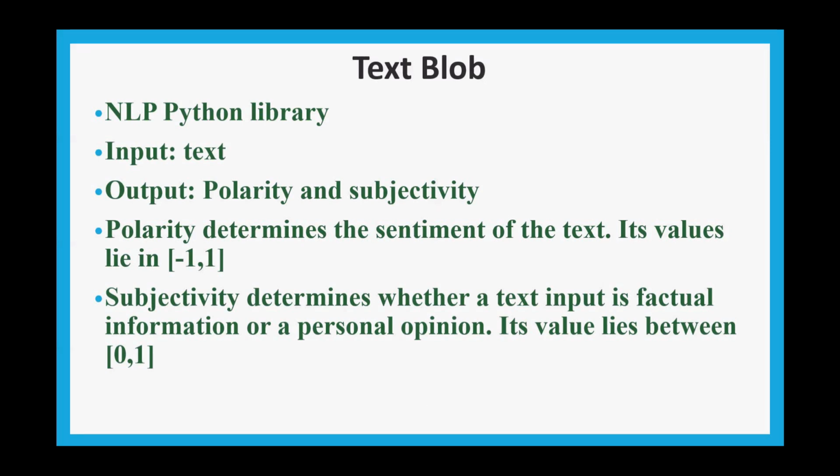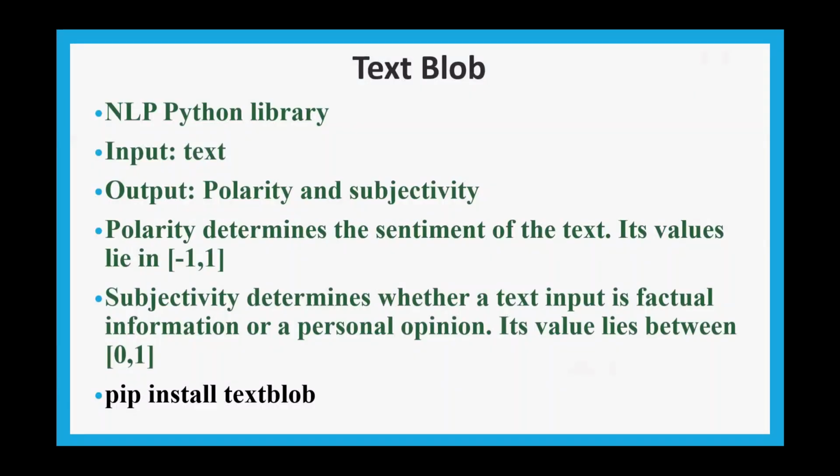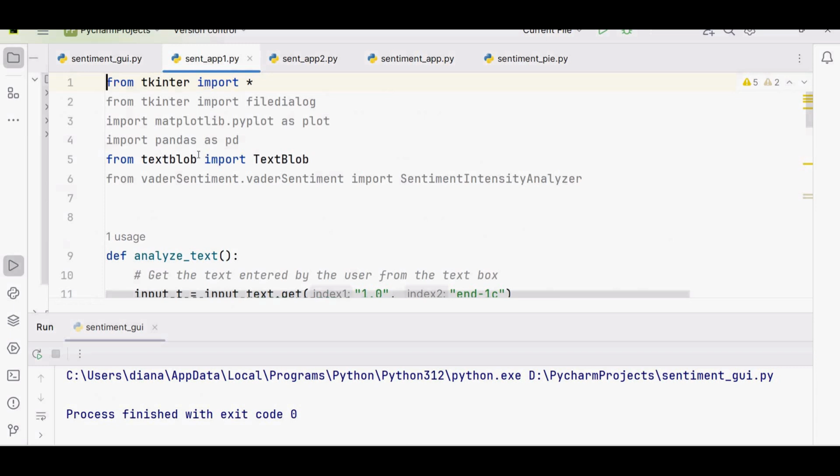Okay, in order to make use of this TextBlob library, first we need to install it in the command prompt using the statement pip install textblob. After installing TextBlob, you can import that to your code. So I have imported: from textblob import TextBlob.